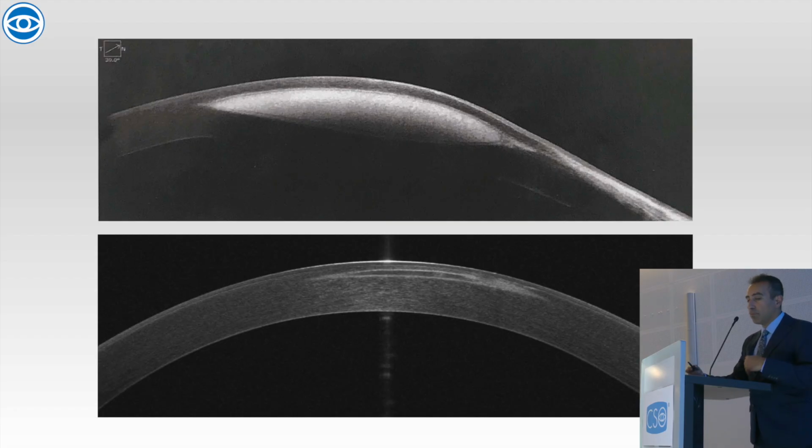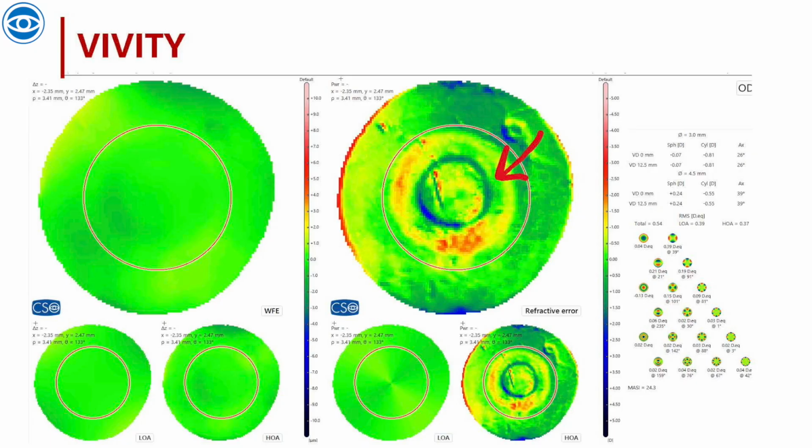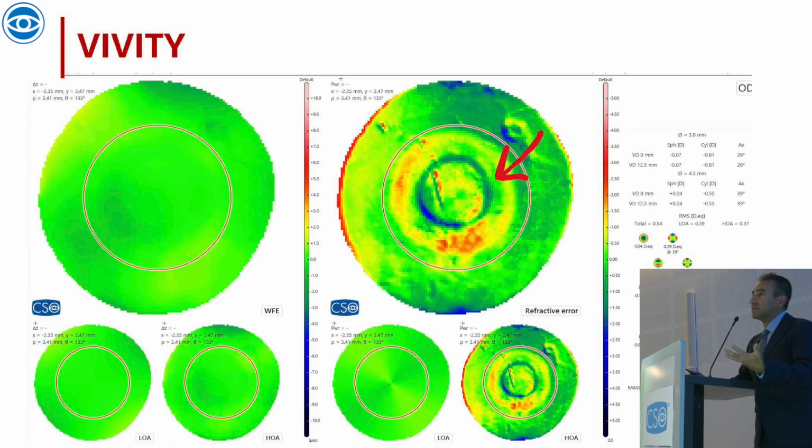Now, MS39 combined with the Osiris, and I think this is the magic. You've all seen these images, right? This is the Vivity, and you can know this is the only device with a high dynamic range that will go through these aberrated IOLs and still would get you a valid wavefront. So if you want to treat or if you want to diagnose, you have the possibility. And as Ivan said, this is way better than an eye trace. This is not 200 rays, this is thousands of rays, and you can treat accordingly.